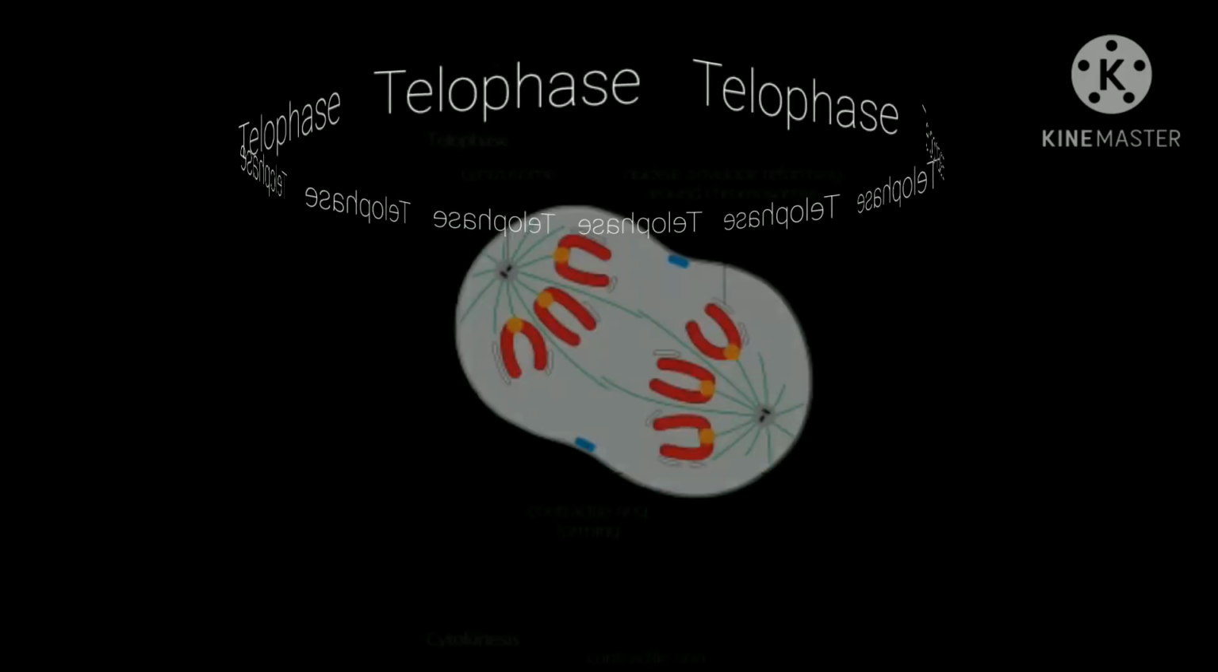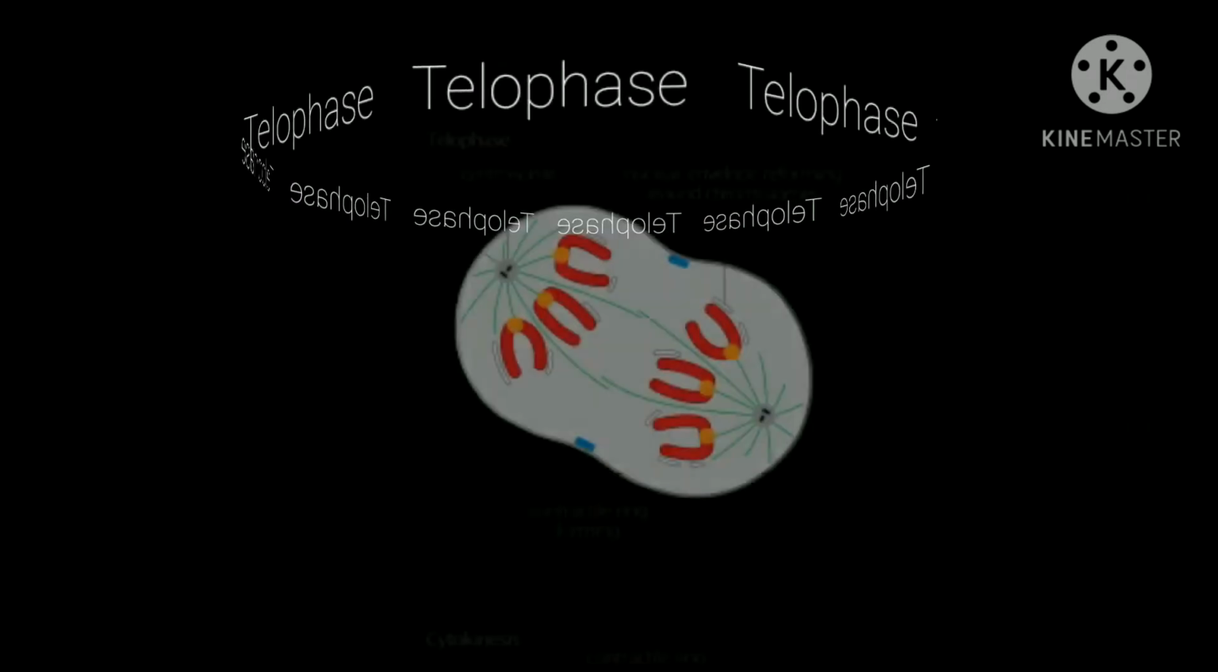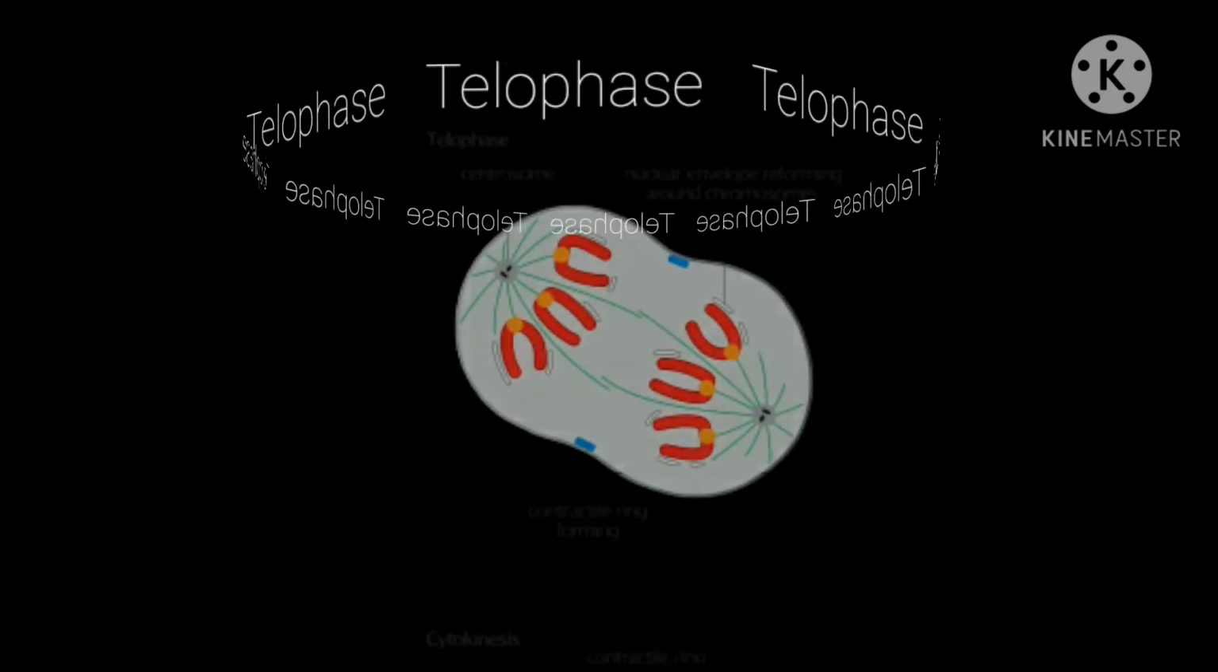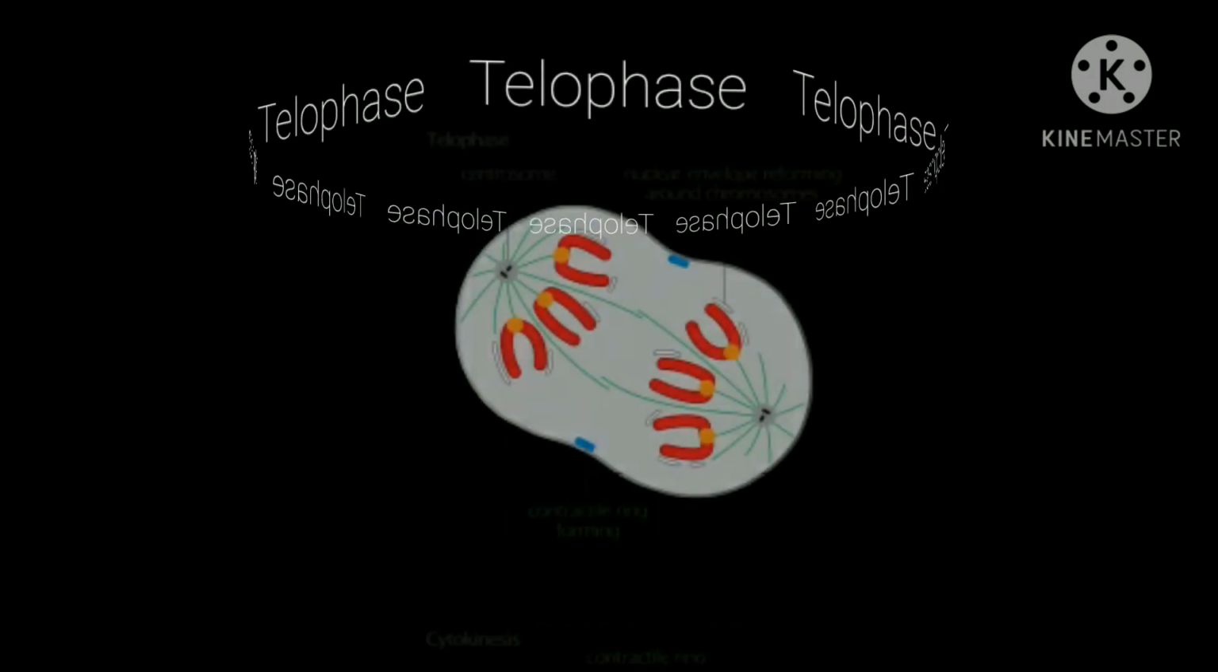Telophase is when chromosomes reach the poles of their respective spindles. The nuclear envelope reforms. Chromosomes uncoil into chromatin form, and the nucleolus, which had disappeared during prophase, reforms.